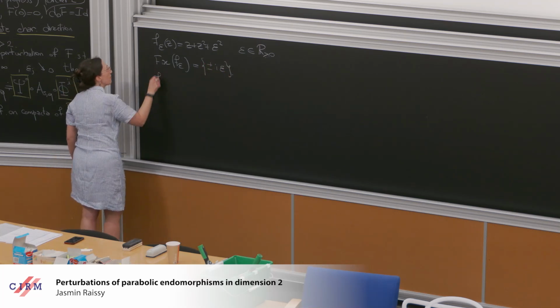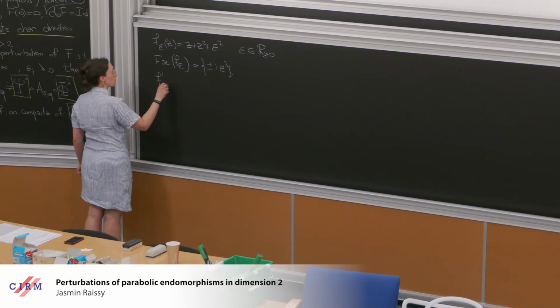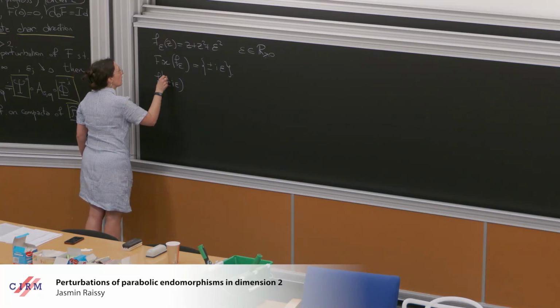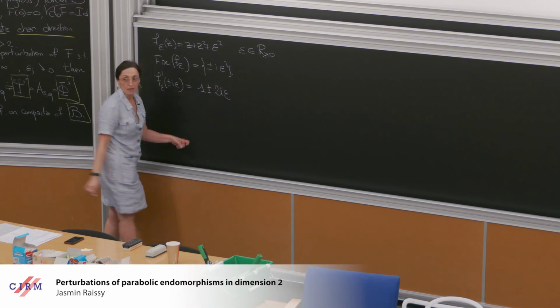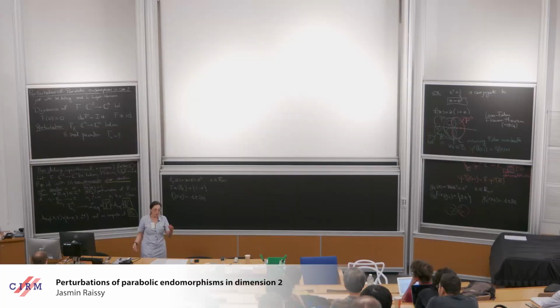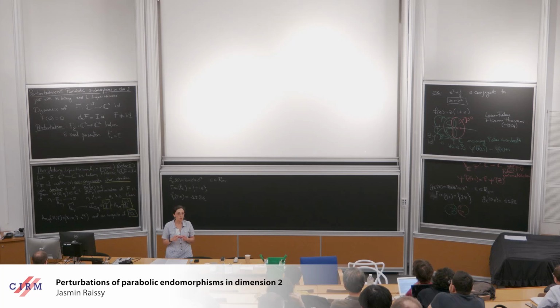And what happens if I consider the derivative at these fixed points? 1 plus or minus 2i epsilon. So if I now look at the modulus of these two multipliers, they are both slightly repelling. Okay?